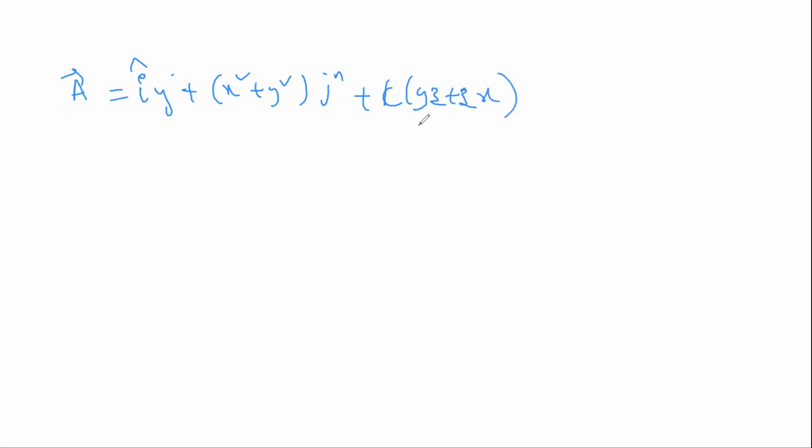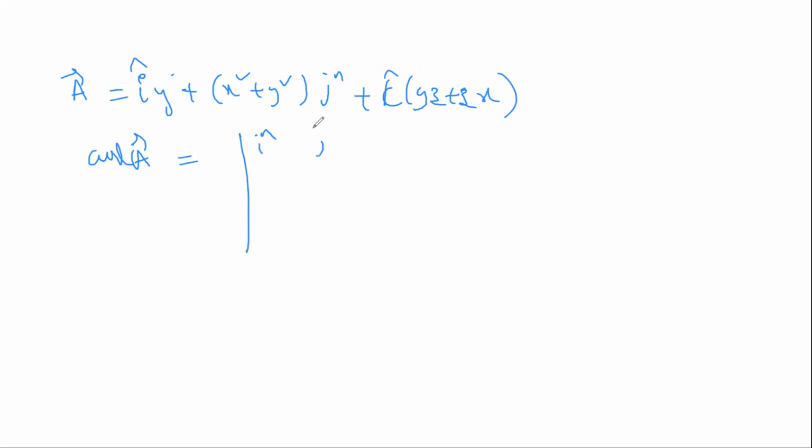Now, see, given A bar is equal to xy i plus (x square plus y square) j plus yz k. The same function I have taken for divergence. You can easily understand the difference between divergence and curl now. I want to calculate curl A bar.